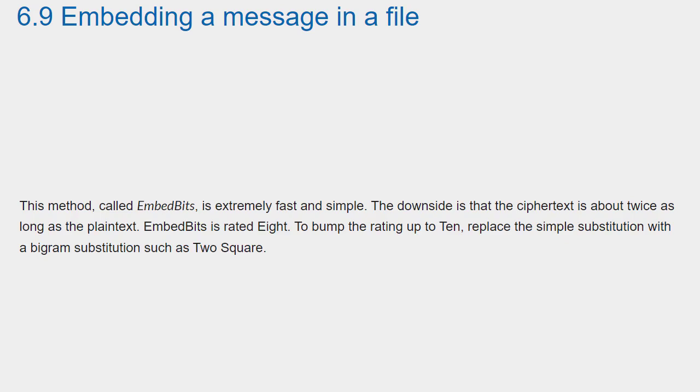This method, called embed bits, is extremely fast and simple. The downside is that the ciphertext is about twice as long as the plain text. Embed bits is rated 8. To bump the rating up to 10, replace the simple substitution with a bigram substitution, such as 2 square.